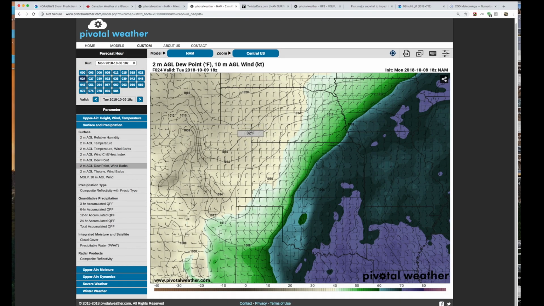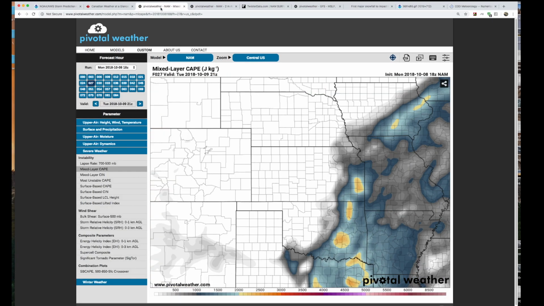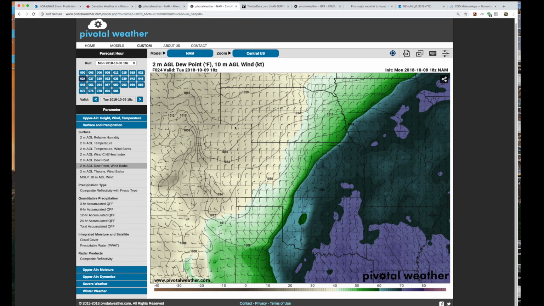So this is for Tuesday. You can see that there's a lot of instability in the eastern Oklahoma area. And if we look at the moisture, moisture is expressed basically in Celsius, or in this case it's in Fahrenheit, but it's a temperature. It's basically a temperature depiction.